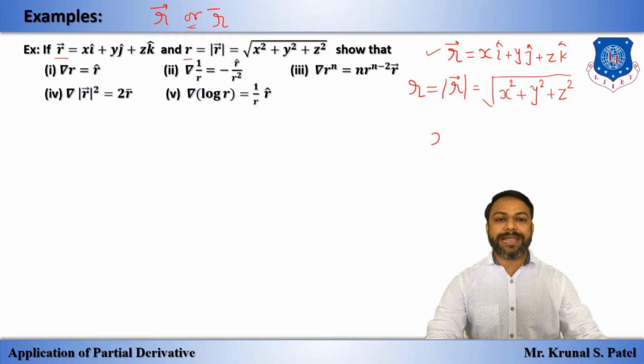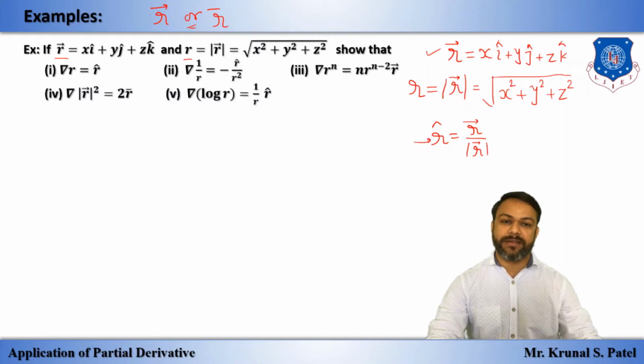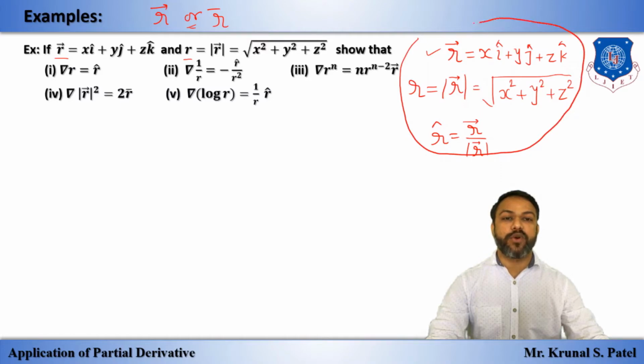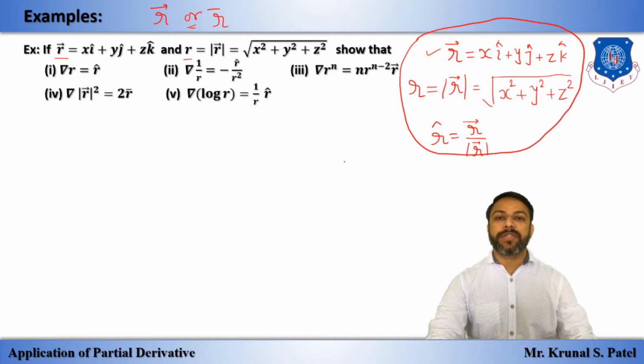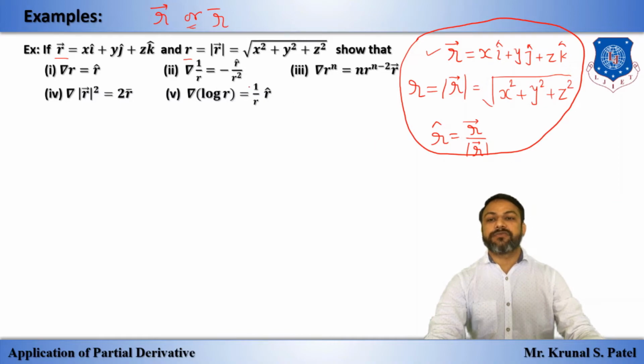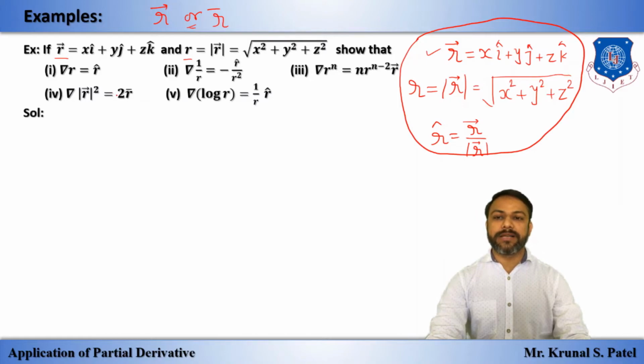Now what is r cap? That means r cap is equal to the vector divided by its magnitude, and this is known as unit vector. So this you have to understand. These are the basics for today's lecture. Now we have to prove all these 5. So let's start with the first number 1.